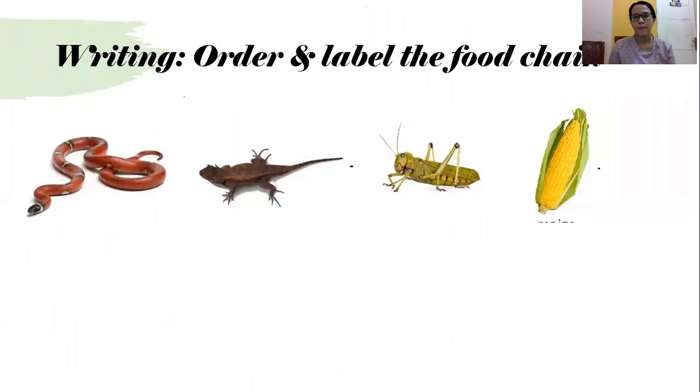Now, how about if I give you the pictures like this, and it is not in order? So your job, before you label them, is to order the pictures first. Order the pictures first, then you label them. Like I said before, the first picture must be a plant, right? Because it is a producer. So this is the first picture, the plant.